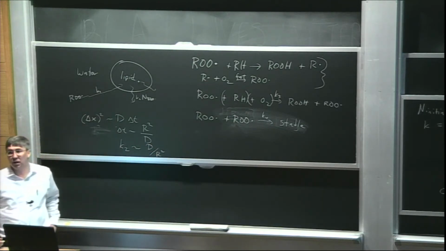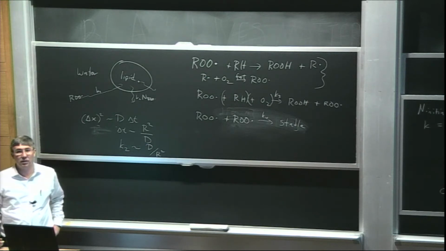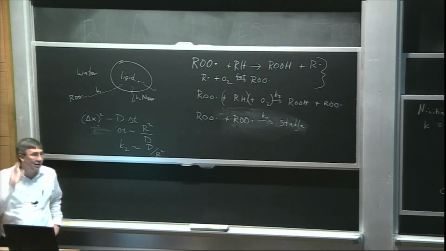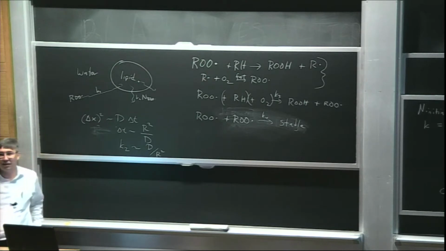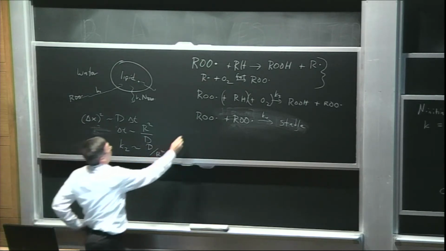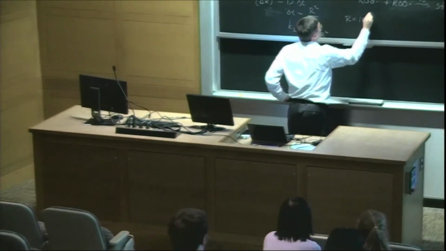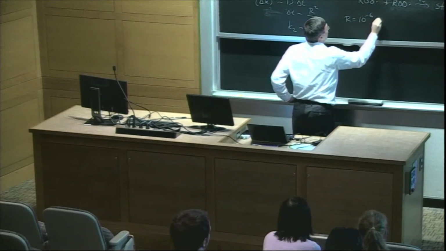All right, so we need to pick a size of our LDL vesicles. I don't actually know what they are. I used to know this, but I don't remember. Anybody want to make a guess? How big is a vesicle inside your blood vessel? Micron, okay. So let's pick a micron. So let's say r is equal to 10 to the minus 6 meters.